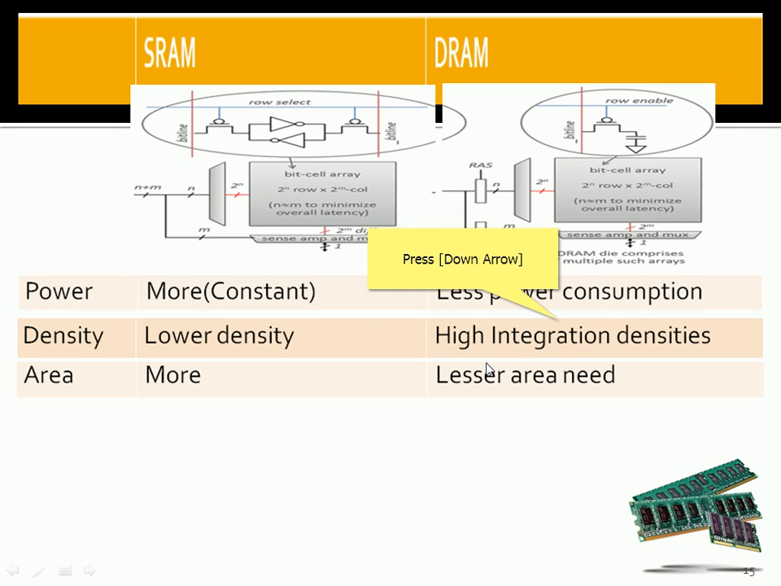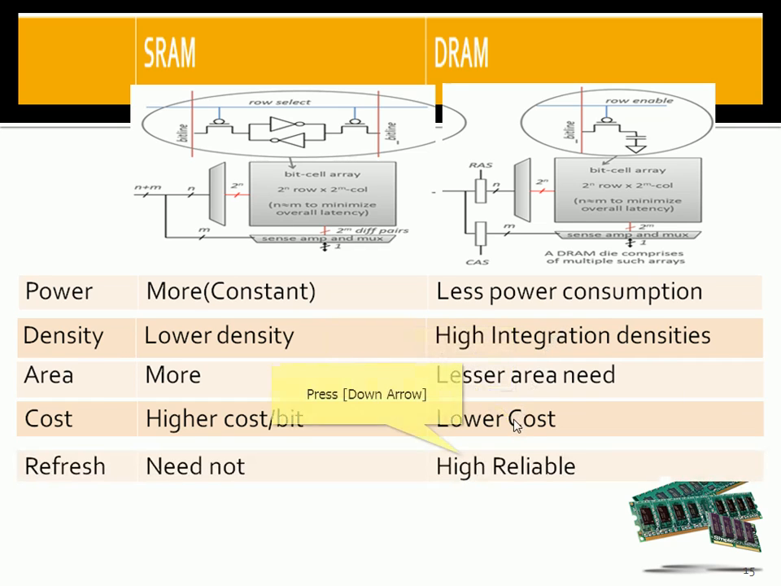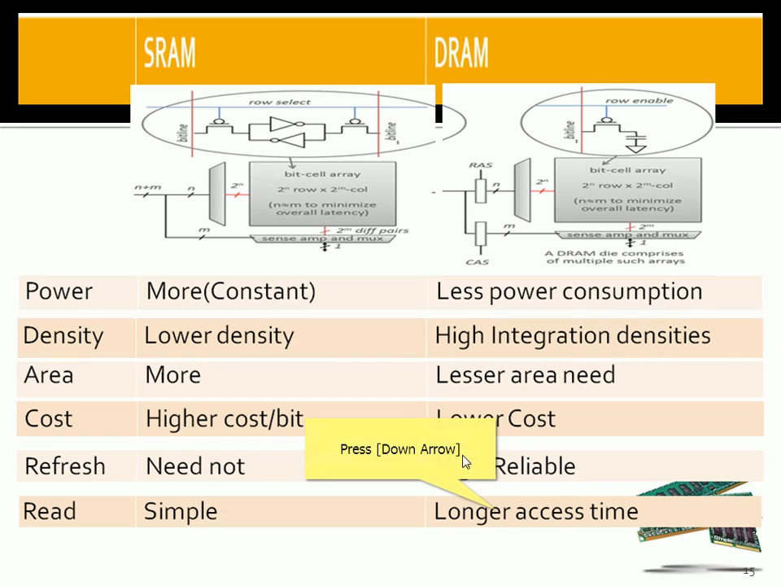Area-wise, SRAM is bigger and more area is required. More area means more power supply and more cooling will be essential, whereas DRAM needs very little area. The cost per bit is higher for static random access memory and lower for dynamic random access memory. Refresh is not essential for SRAM, but refresh is essential for dynamic random access memory, that is DRAM.